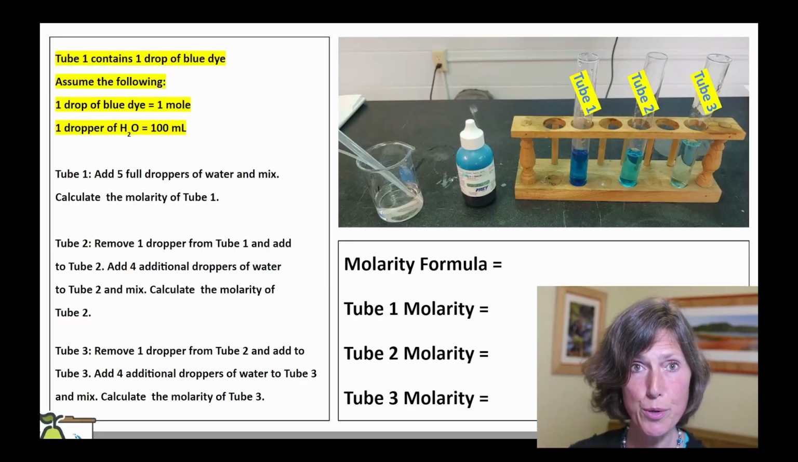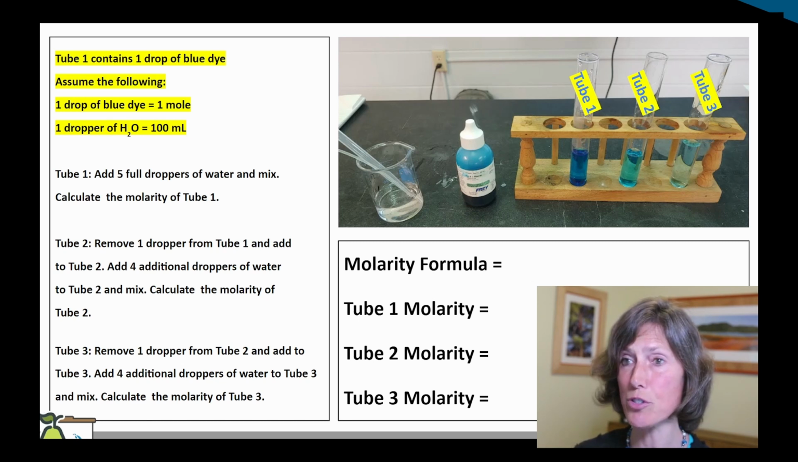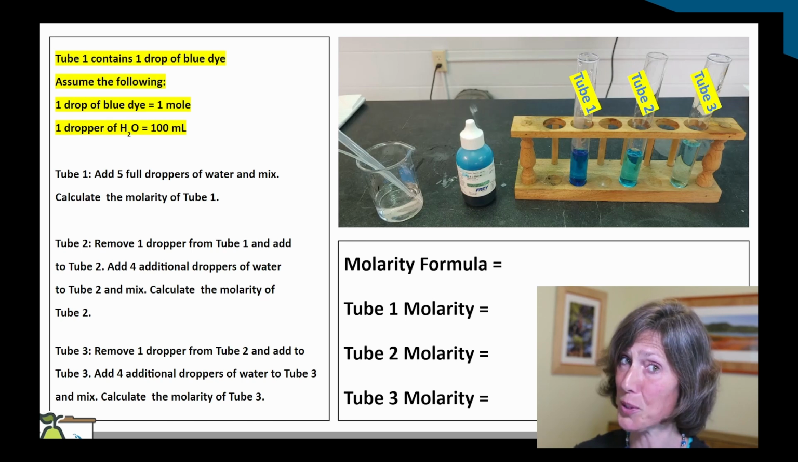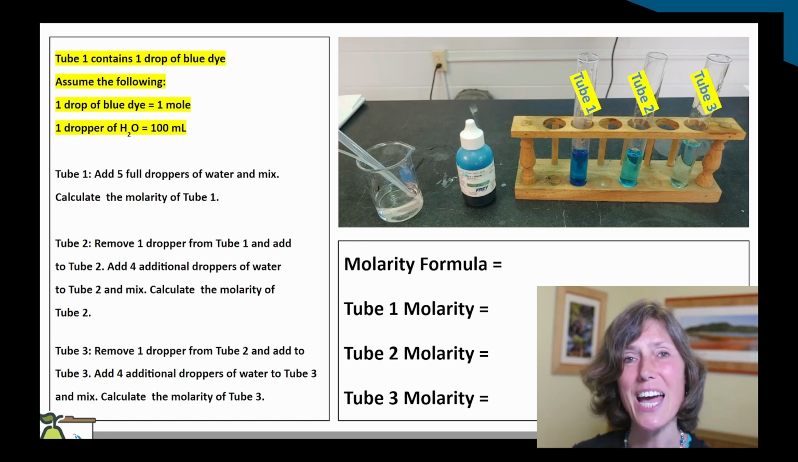This shows you the first slide of the student activity. It involves them creating a serial dilution involving 3 tubes at first: tube 1, tube 2, and tube 3. And we're going to pretend that 1 drop of blue food dye is simply the equivalent of 1 mole. Got to do a little bit of pretending here. And that 1 full plastic dropper is the equivalent of 100 milliliters.